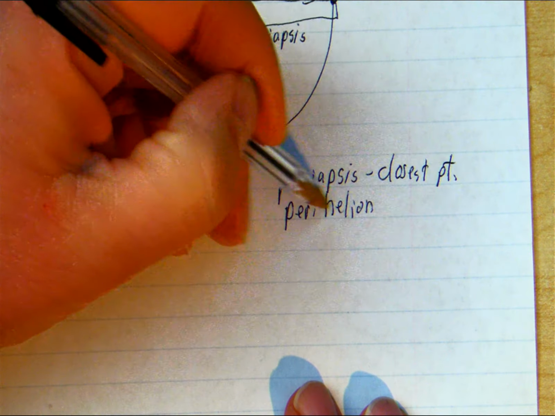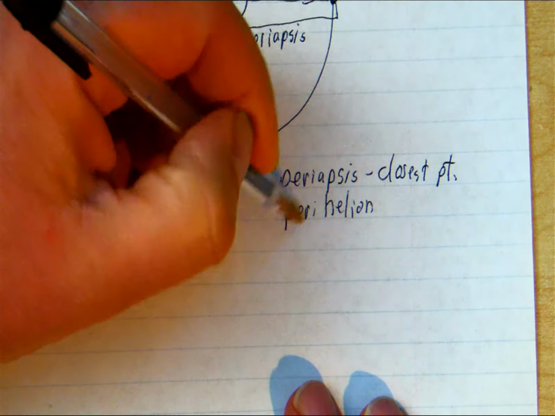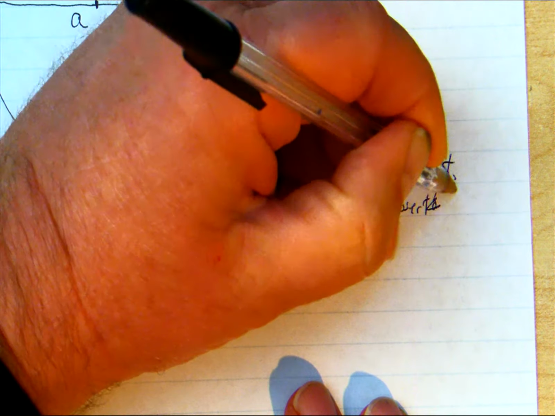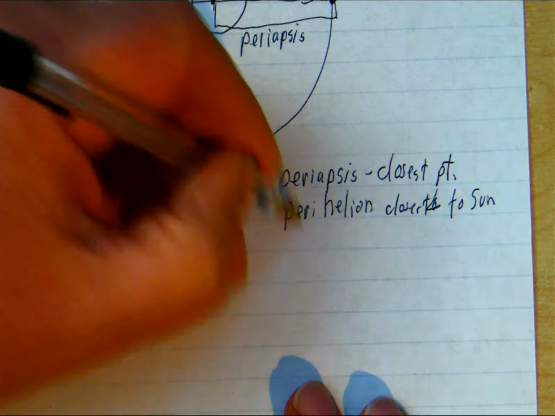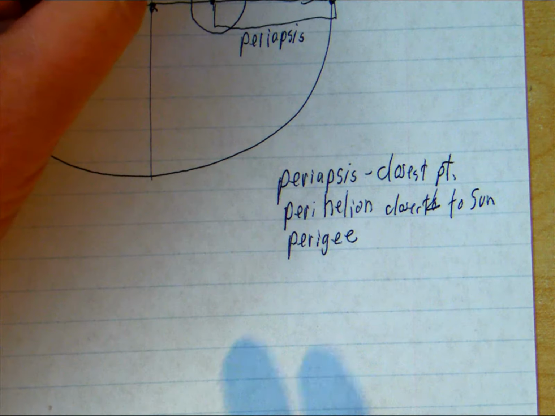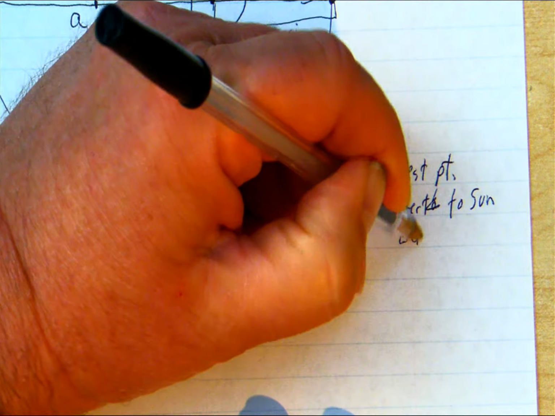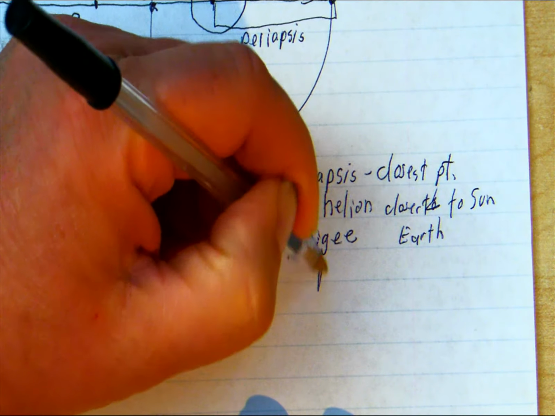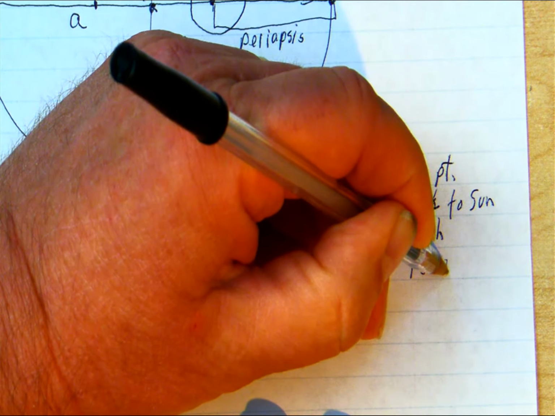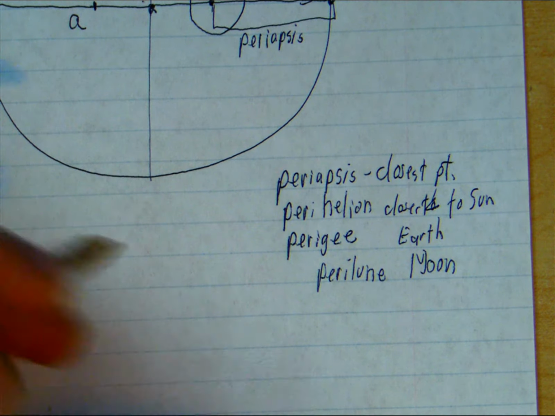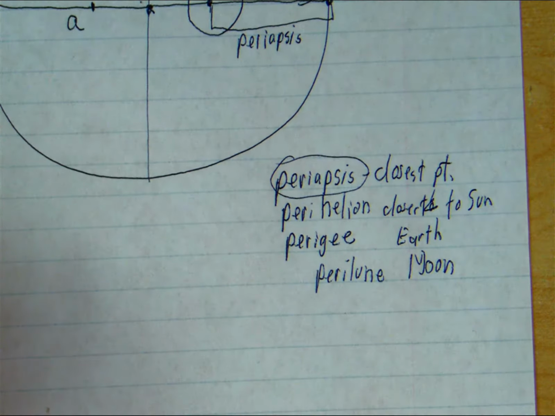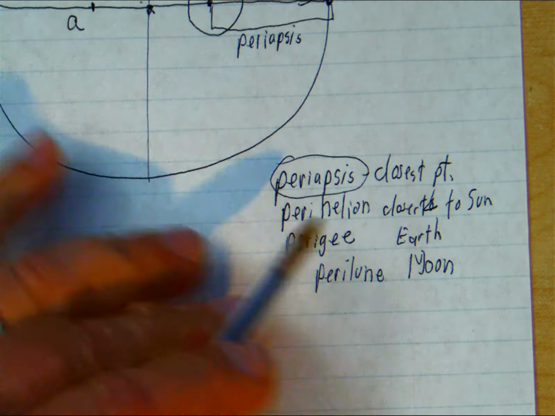Helium, the element, is also named after Helios, the sun. So closest to the sun. If it happens to be the Earth, we call it perigee, Earth. If it happens to be the Moon, we call it perilune, meaning closest point in its orbit to the Moon. And I think they have one for Mars. We don't care. The generic term that we can just use always is periapsis, closest point in the orbit.